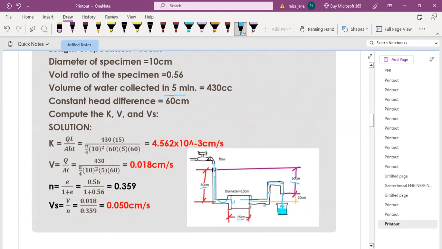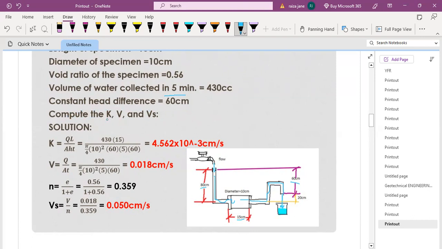Na yung volume natin, nung tinest ito sa laboratory, yung duration ng time within 5 minutes lang. And na-conduct natin na dito will be 430 cubic centimeter. Then the constant head difference is equal to 60 centimeter.